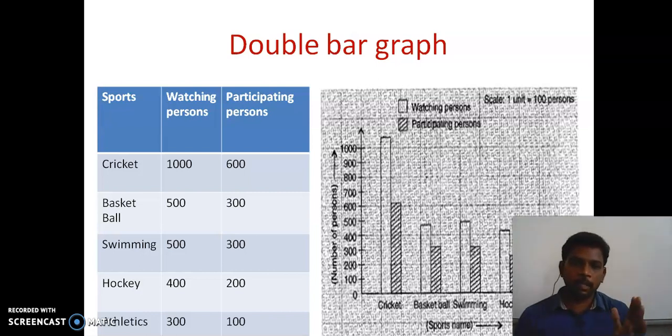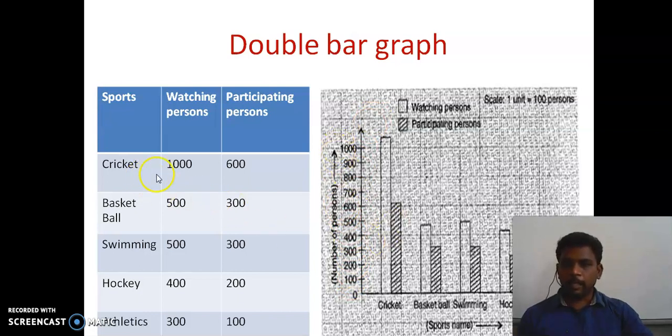How can we represent this in the graph sheet? A double bar graph is helpful to compare the data at the same time, right? That is the purpose of a double bar graph. So here in cricket, one shaded bar is there and another one is an empty bar. So this empty bar represents watching persons, and the shaded bars indicate participating persons, right? And here also the scales are mentioned, that is 1 to 100 persons, right? So here the x-axis represents the different games and the y-axis represents the number of persons, right?